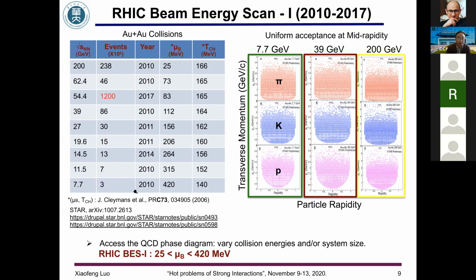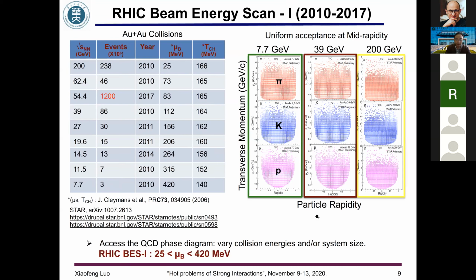From this energy, with some parametrized formulas, we can obtain the so-called chemical freeze-out mu B and temperature. And we can see that by tuning the colliding energy, we can access a broad region of the QCD phase diagram. For example, mu B can be varied from 25 MeV to 420 MeV. That is a wide region.